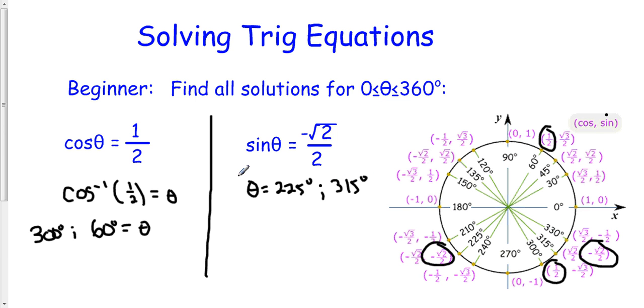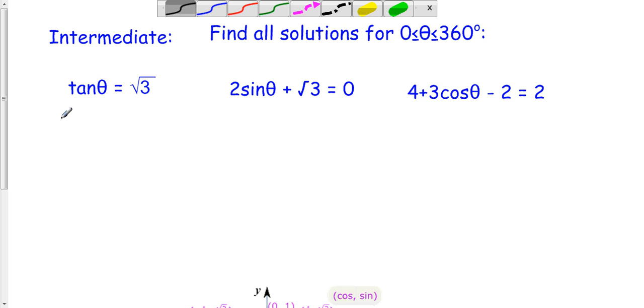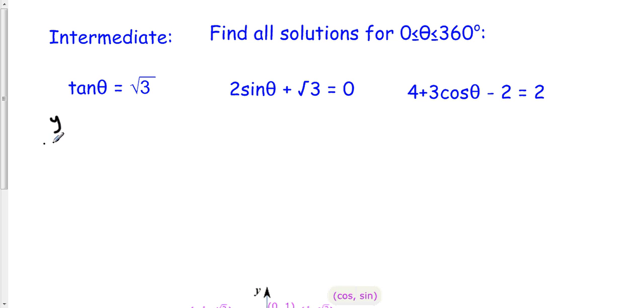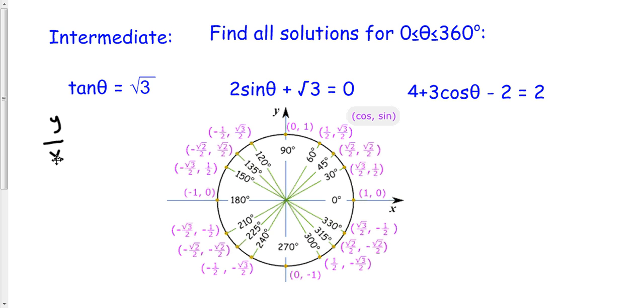Okay, so those were more of the beginner entry-level type questions. Let's look at some intermediates. This one is tangent equals root 3. This is very similar to the previous problem, but we have to do a little bit of math to figure out what tangent is. If you remember, tangent is just y over x. So we want to look at our unit circle and find where it is on the unit circle where, when we take the y divided by the x, we get square root 3.